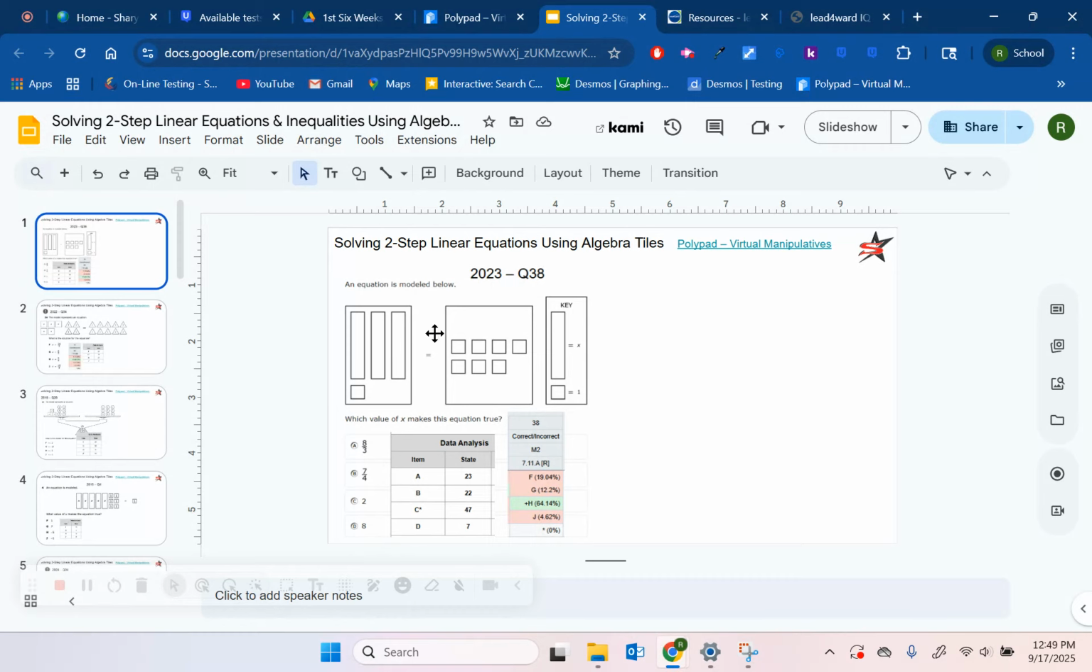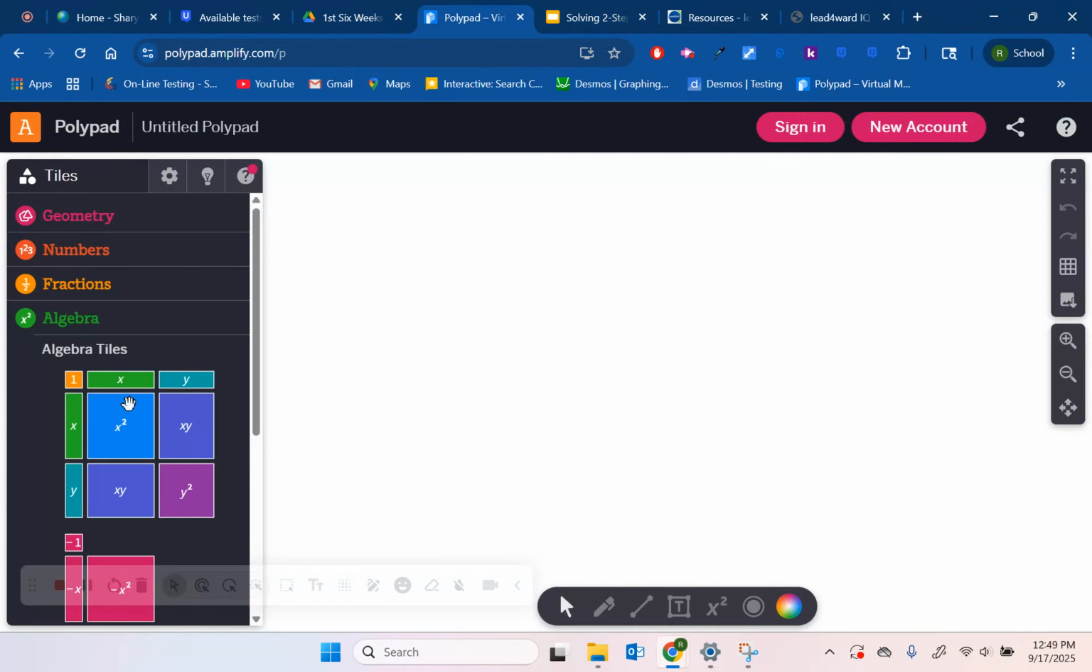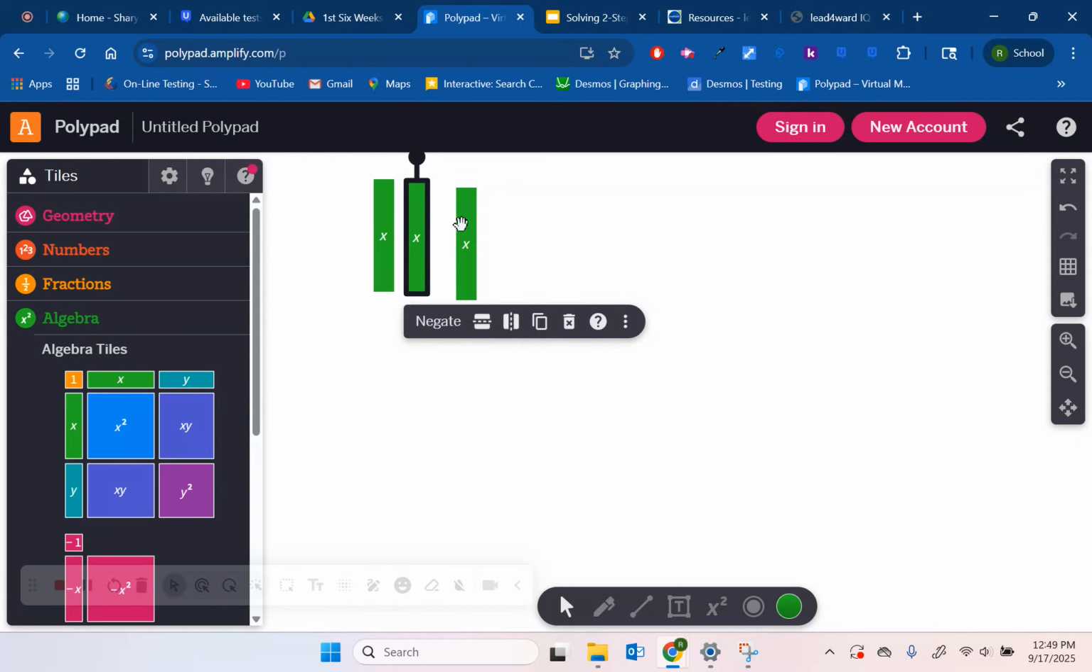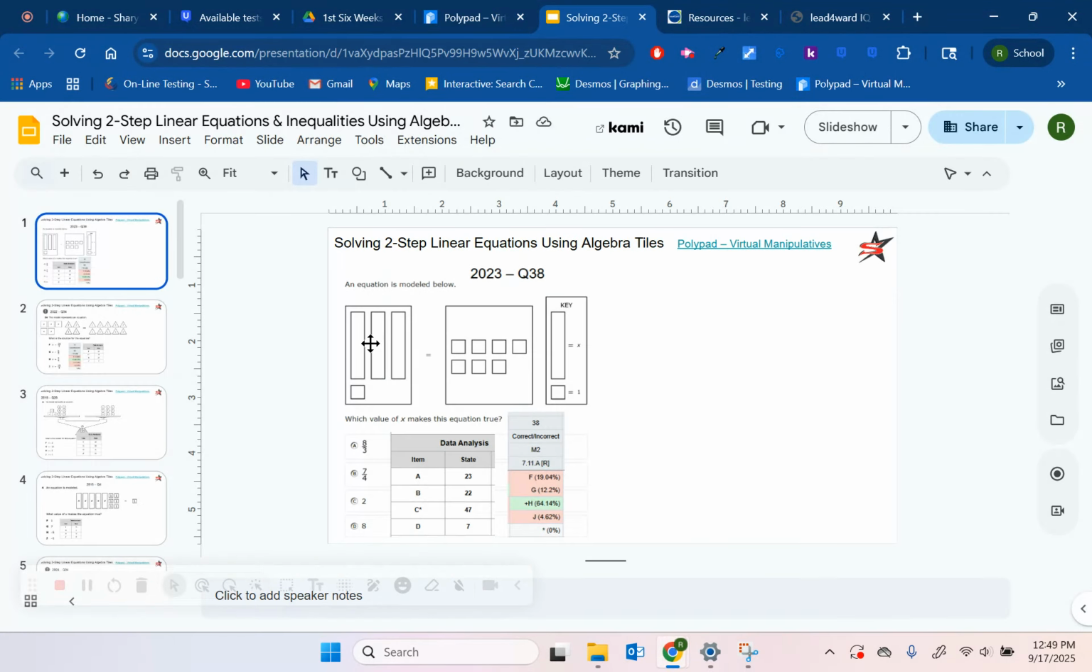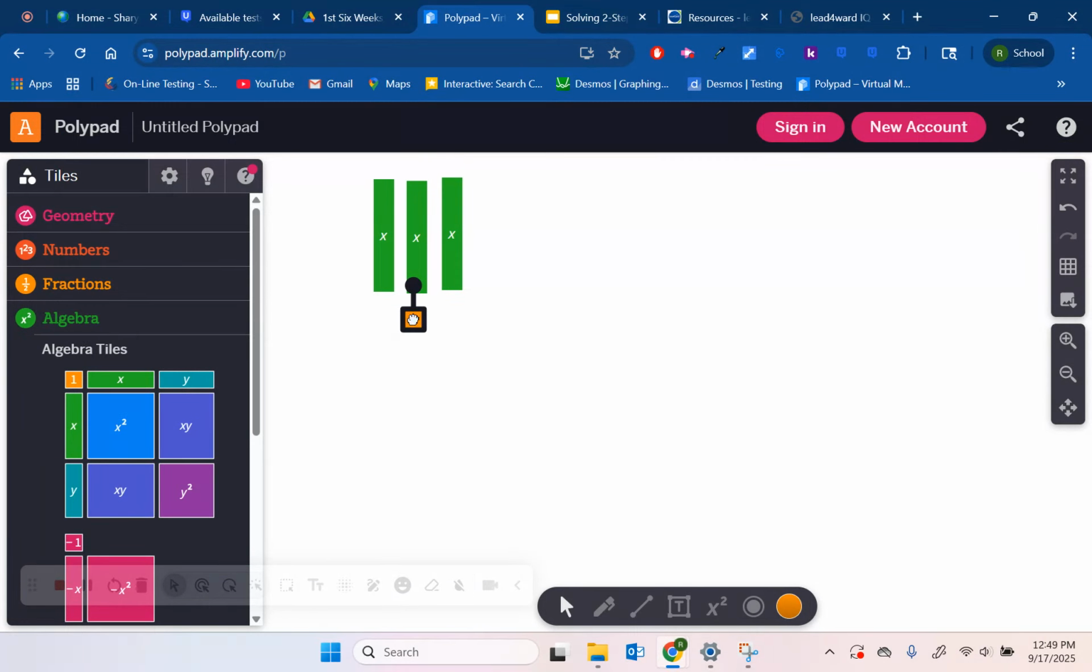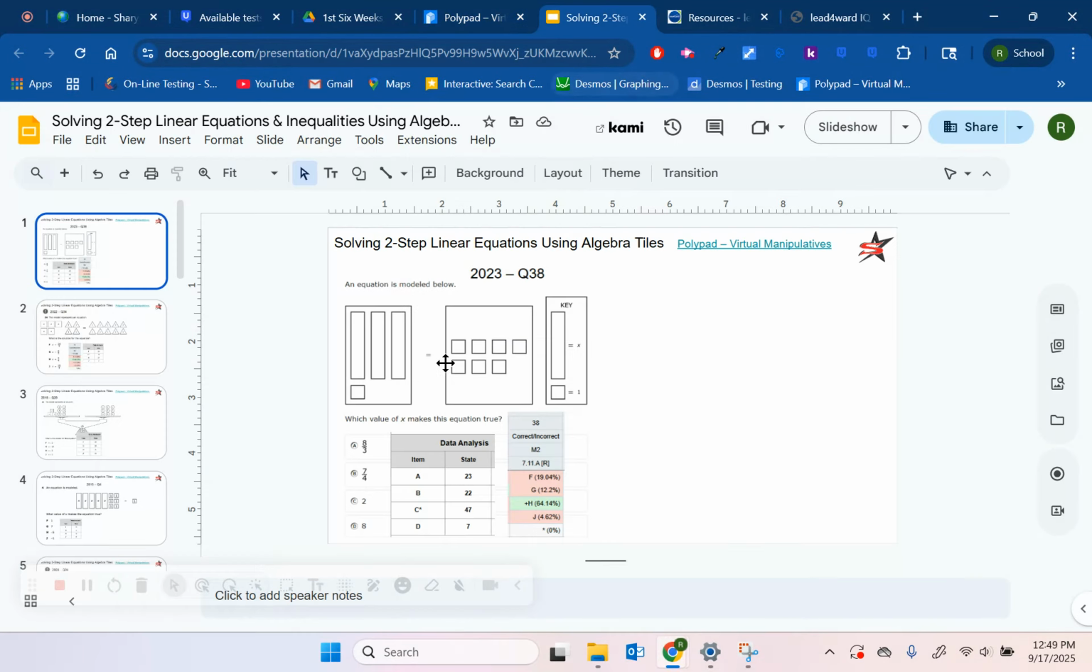What does this mean? Well, this means x. I can see 3 of the x's, so I'm going to go to my Polypad and bring out 3 of my x's. 1, 2, 3. So that's what we've got right here, 3 x's. And then this little guy on this side is a 1. Bam, right there. We have an equal sign here.